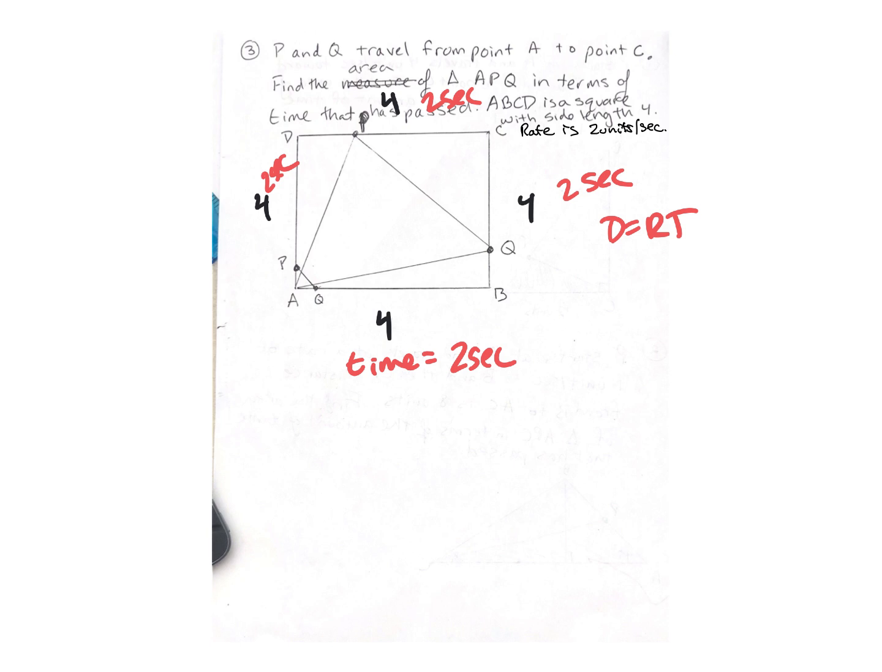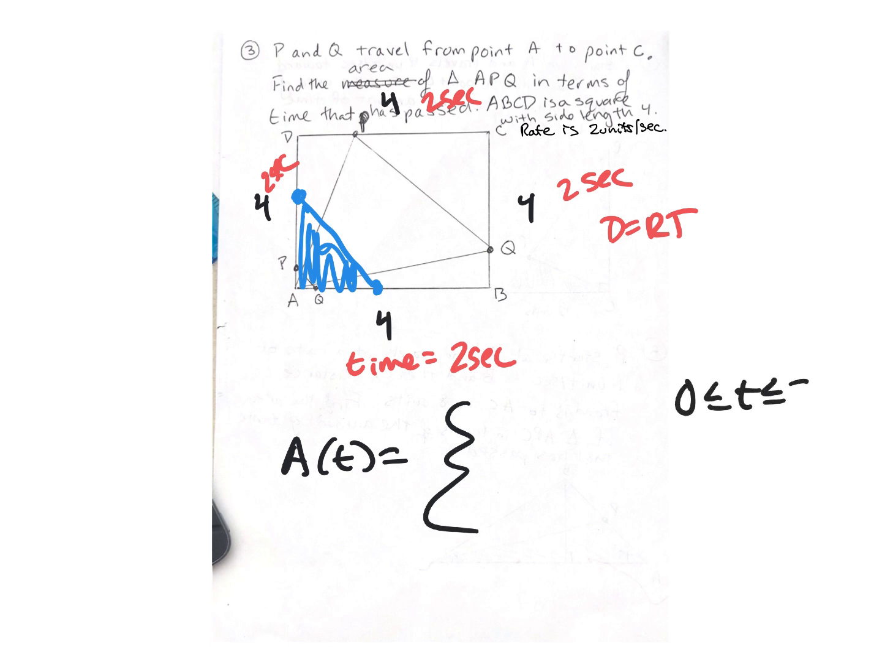Now, if we think about how we're going to break this up into a piecewise function, we'll be talking about one area of a triangle when P and Q are moving between AB and AD. That's going to be between 0 and 2 seconds. So let's start writing this, the area in terms of time. We're going to have one piece that goes from 0 to 2 seconds, and the other piece will go from after 2 seconds until I get to the end, which will be 4 seconds later.